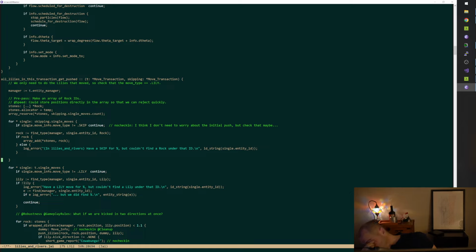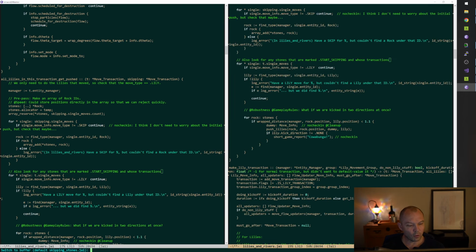So I want to know for all the stones in the level. Faster for big levels than querying stones in the level are going to be. Also look for any stones that are marked start skipping and whose transactions. When does start skipping happen?